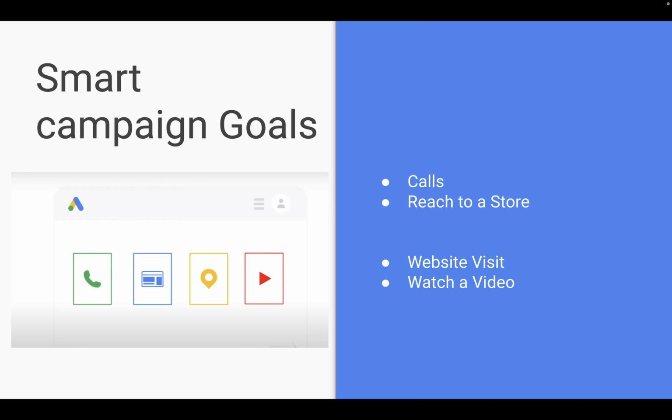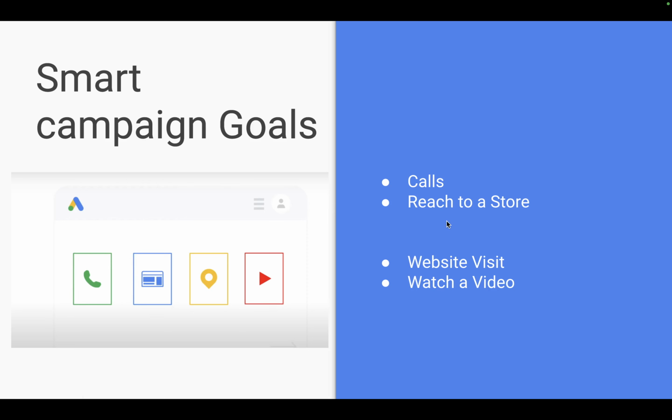Now, you have to choose any of the four available goals in the smart campaign. So let's say you want to generate phone calls for a nearby bakery. Let's say this bakery is selling cakes, and you simply want to make sure the number of incoming phone calls gets increased. So you simply launch the smart campaign and go with the goal of phone calls, the first option.